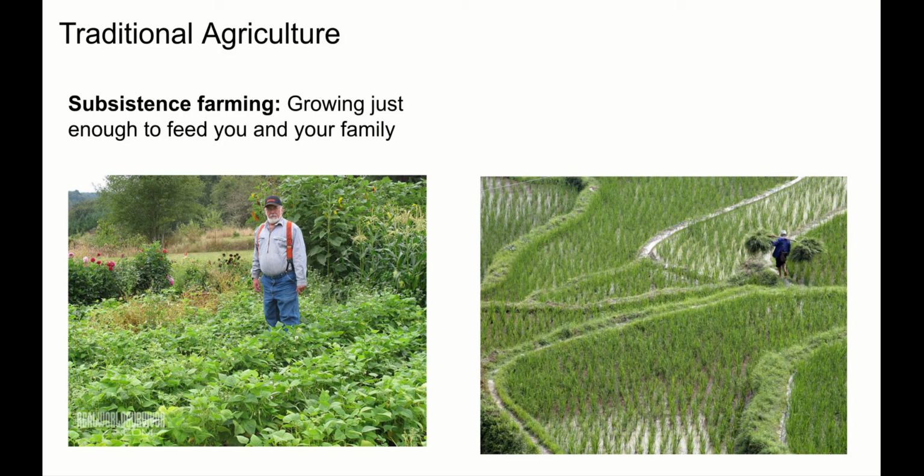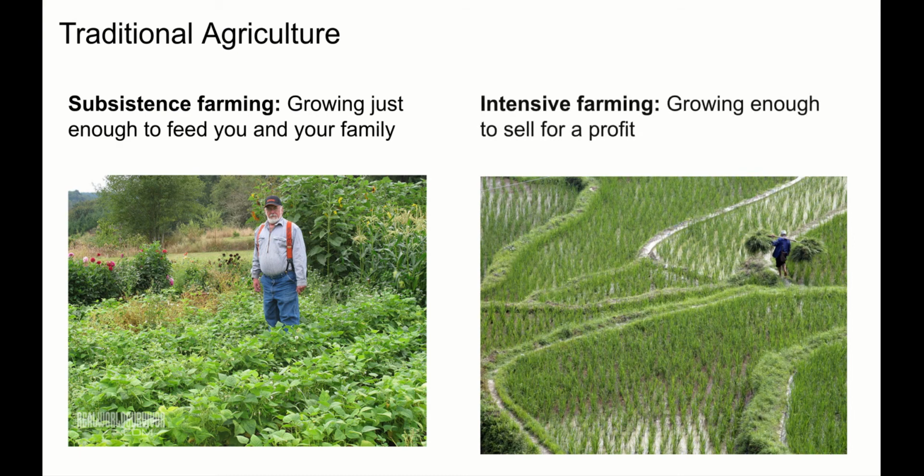That's subsistence farming. On the right side, we have a farm that's growing one thing in larger amounts. It's not a massive farm like we see in industrial agriculture, but we do see rows of the same thing over and over. This is all rice, and this is more rice than would be needed to feed one family. So this is rice that's being grown to sell. And this is called intensive farming, intensive traditional agriculture. This is growing enough to sell for a profit.